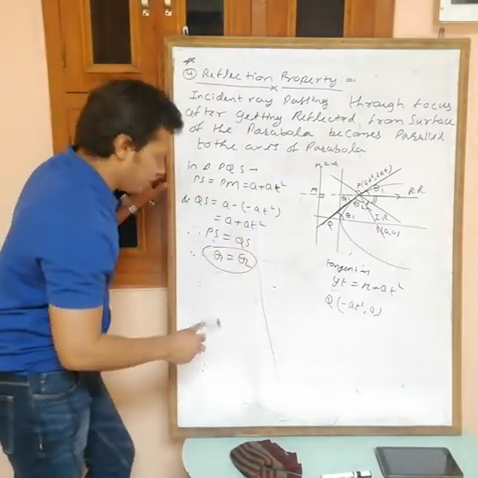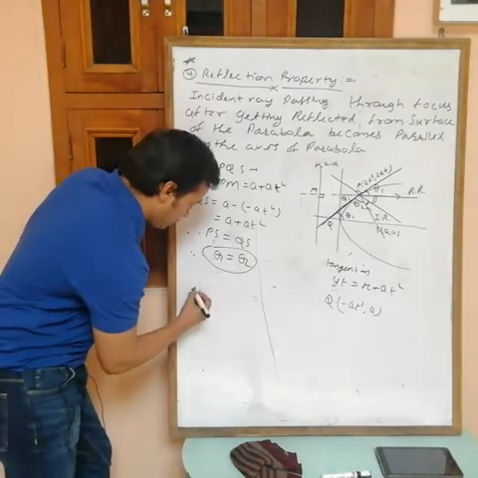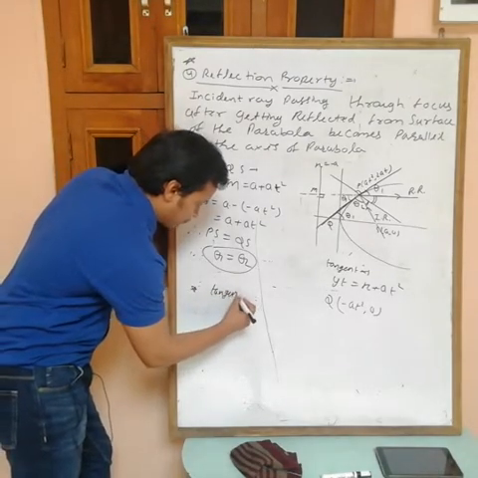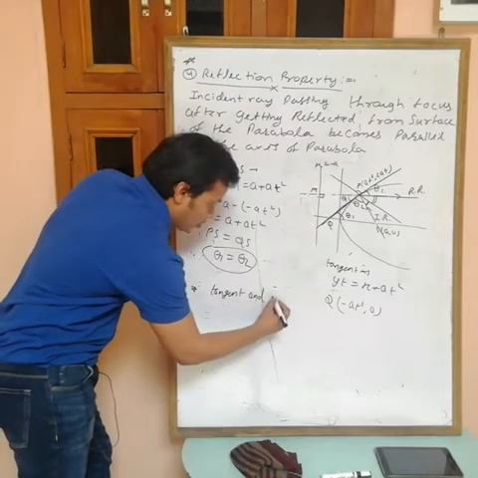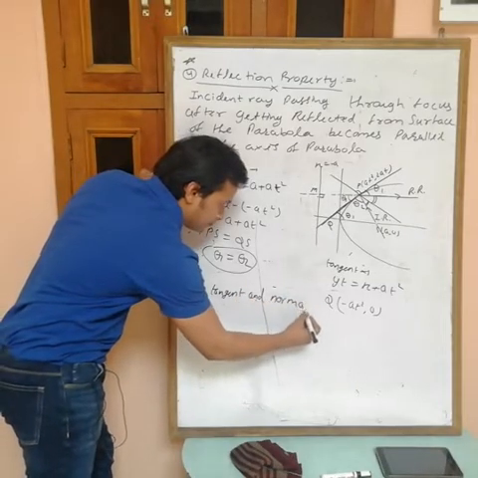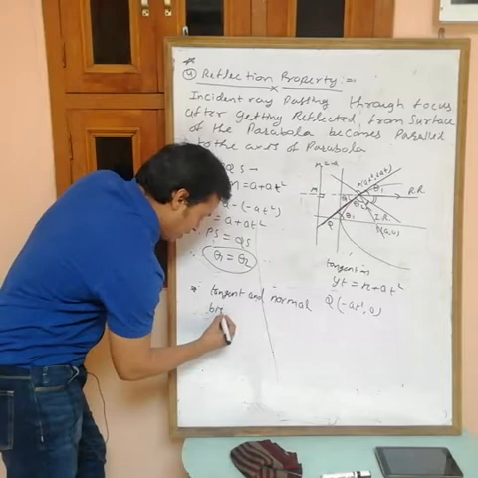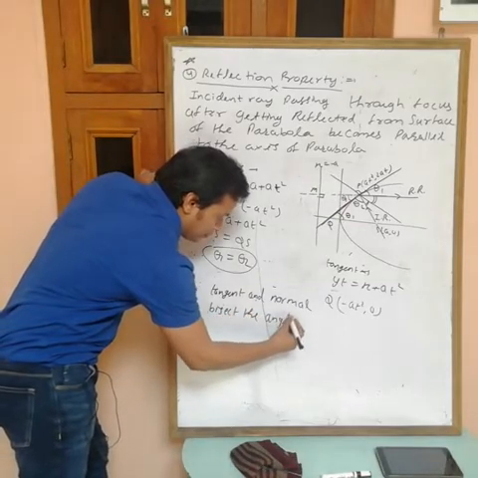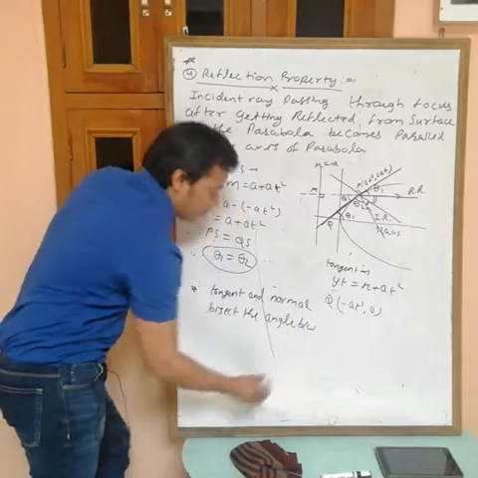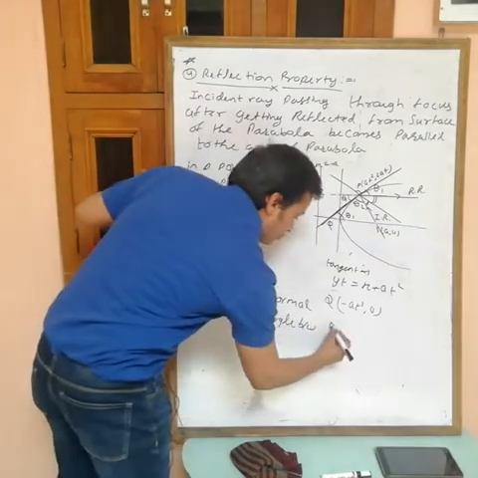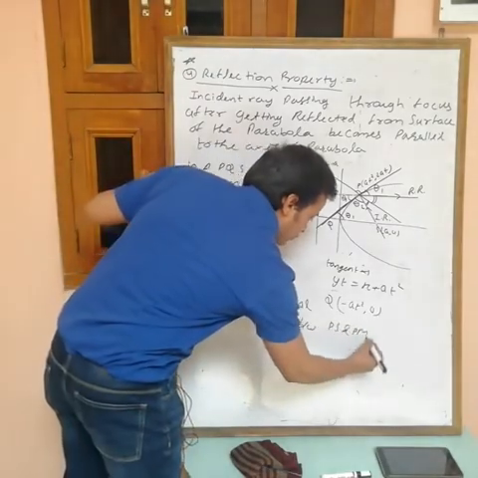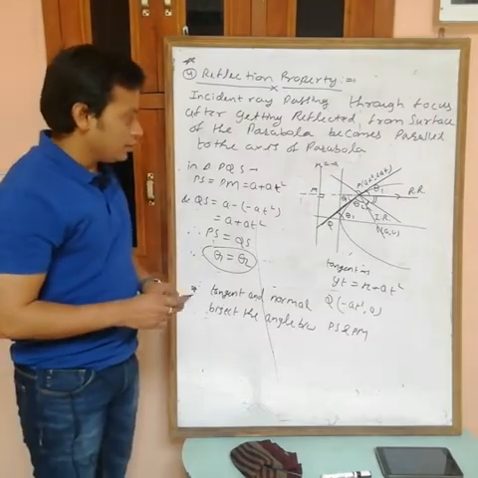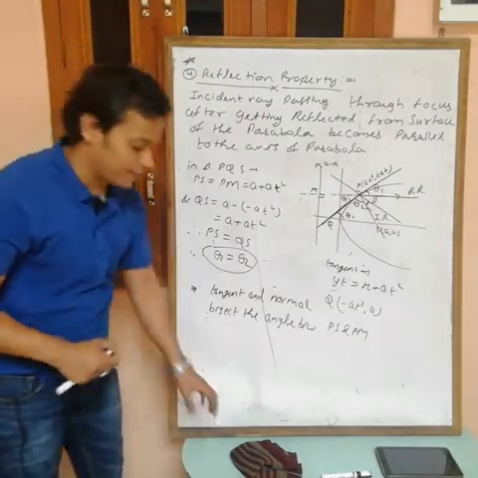Just remember only one thing: tangent and normal bisect the angle between PS and PM. Okay, write it down.